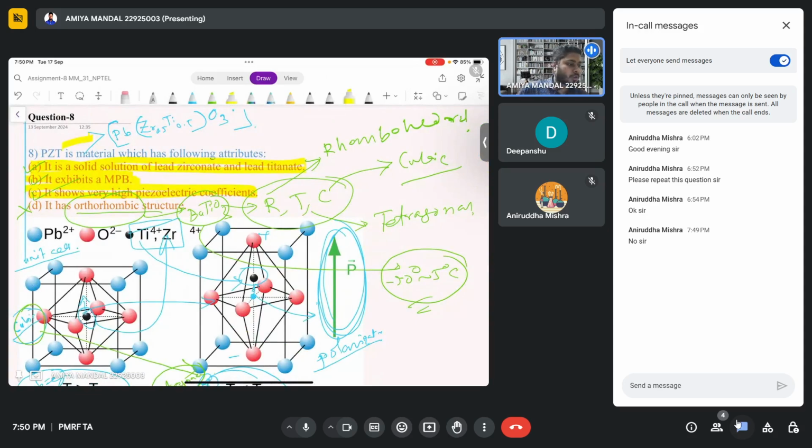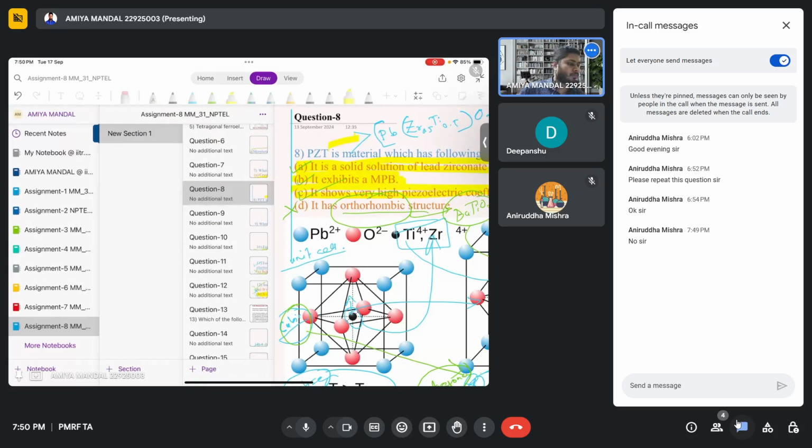Okay. So from July 31 to September 17, I have conducted 8 problem solving sessions, from assignment 1 to assignment 8. Today is the last day. I am finishing here. I think I have tried my best to solve the questions and to clear the concepts of all the questions. And I think you all are satisfied with my problem solving sessions.